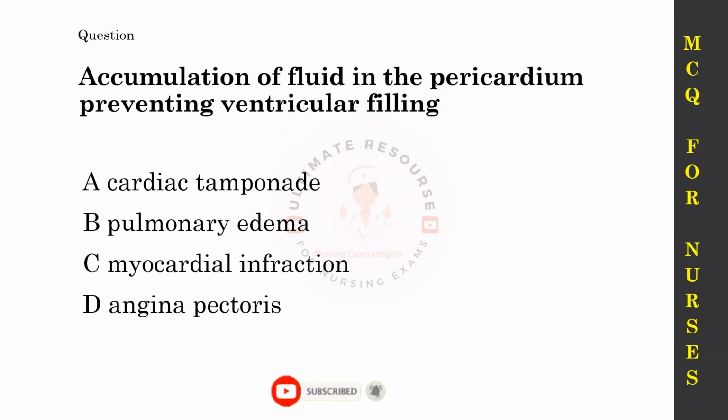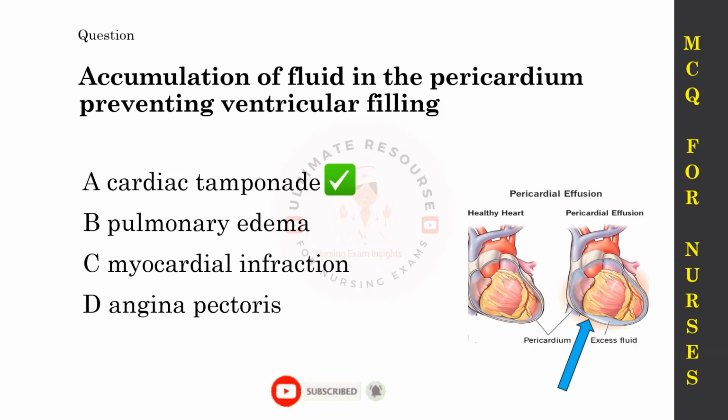Accumulation of fluid in the pericardium preventing ventricular filling. Options are A. Cardiac tamponade, B. Pulmonary edema, C. Myocardial infarction, D. Angina pectoris. The answer is A. Cardiac tamponade.